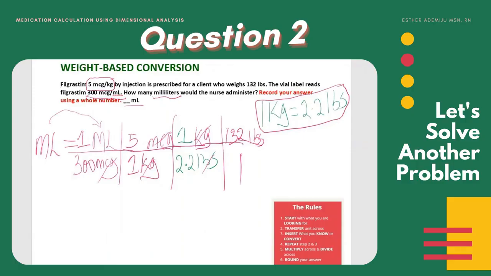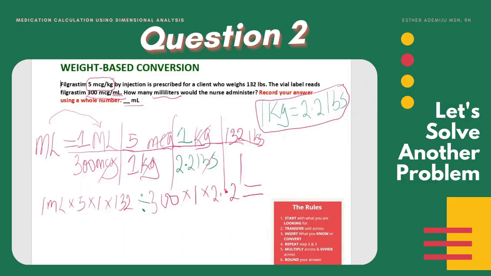So we have 1 milliliters multiplied by 5 multiplied by 1 multiplied by 132 divided by 300, which is multiplied by 1 multiplied by 2.2. And I wonder what that is going to give to us. Let's do that together. So grab your calculator.